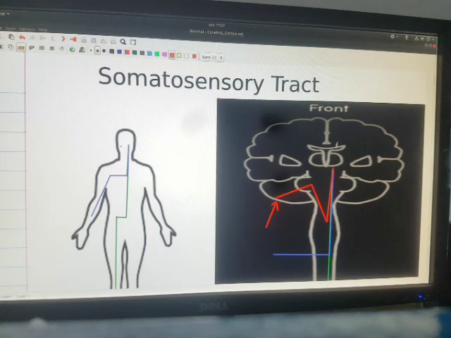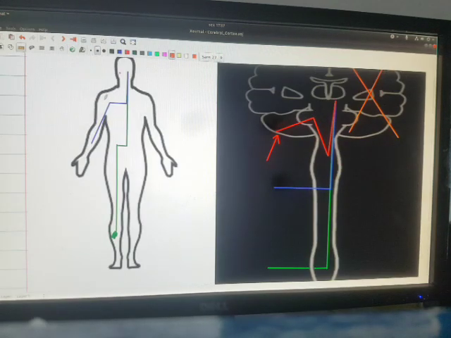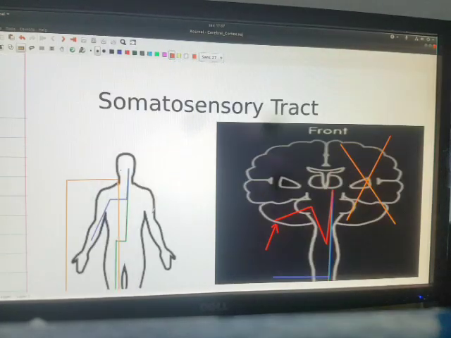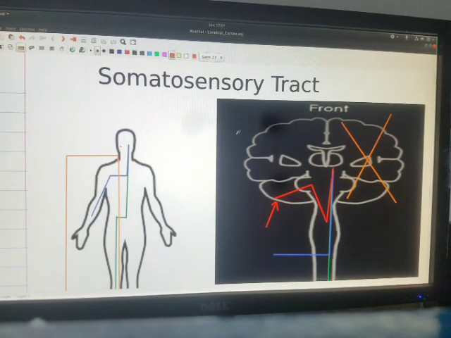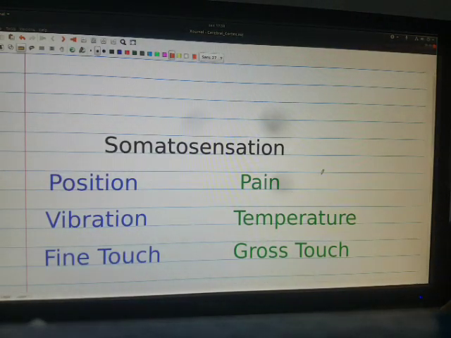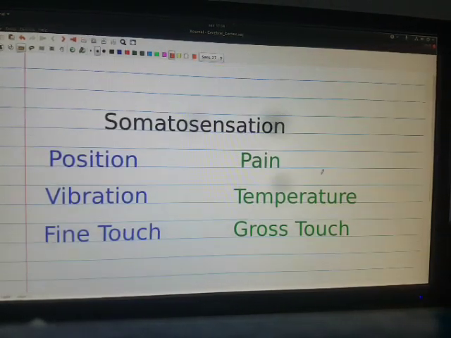But if I have some damage on the right side of my brain, this part here also will be damaged. So I won't notice what is happening on this side of my body, because I have damage on the right side. So the left side will be affected too. And this is the part of the somatosensory tract. And now we're going to see the cerebral cortex.